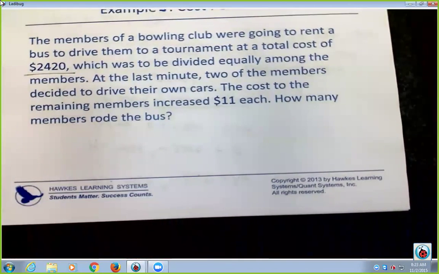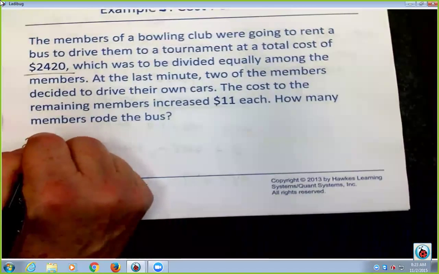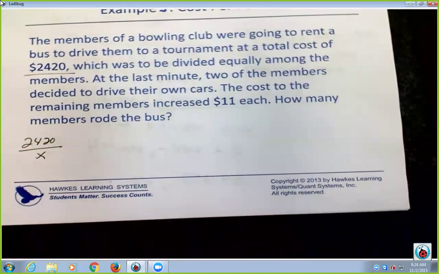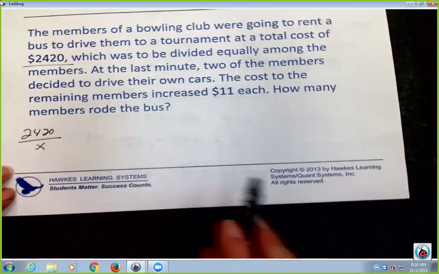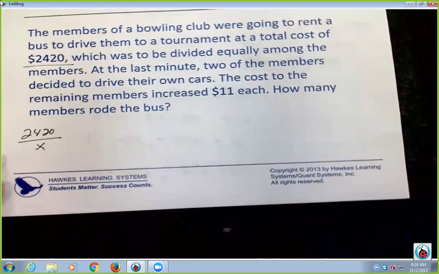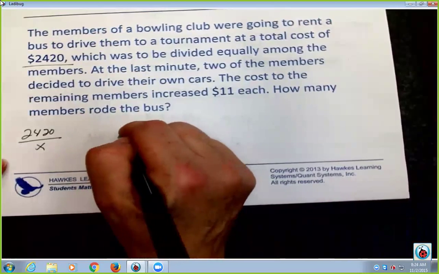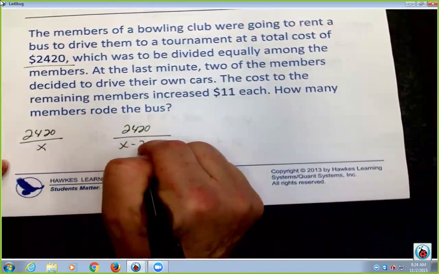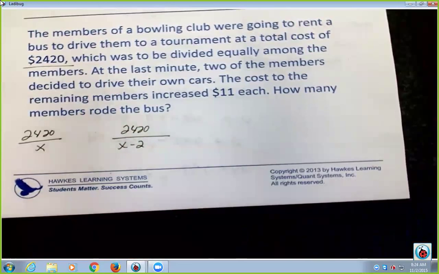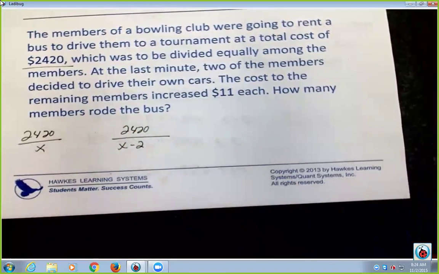So if all members went, we would take the 2,420 and divide it by the X members. That's just kind of a straight basic math type of situation. Divide it by the number of members, come up with what the cost would be. But doggone it, 2 members decide they're not going. They're going to do their own thing. So what happens is the 2,420 gets now divided by X minus 2 because 2 people are no longer going. And what did this do? It increases everybody's cost by $11.